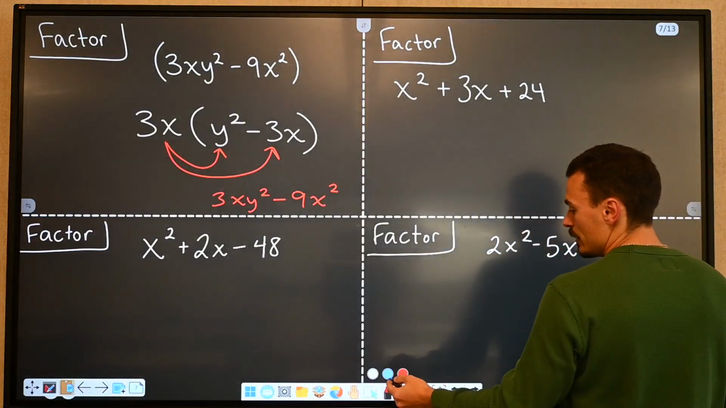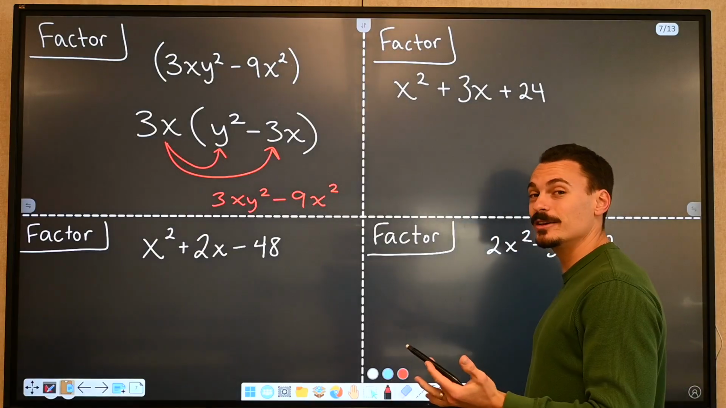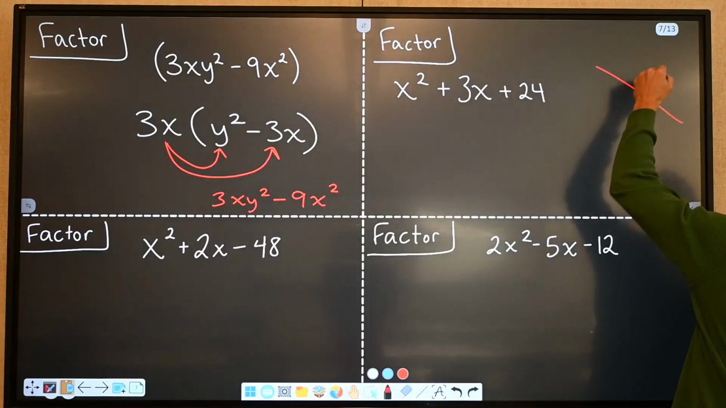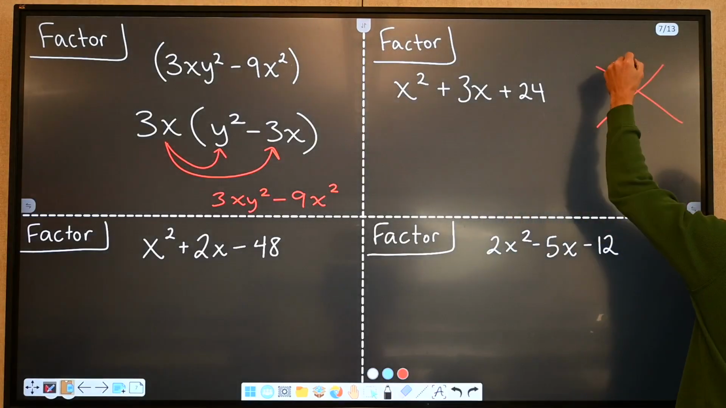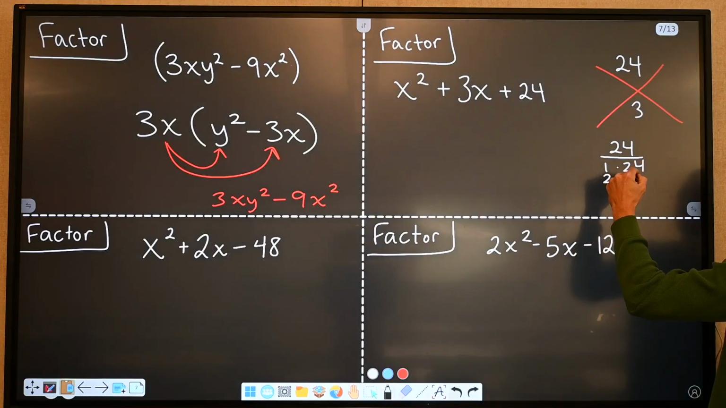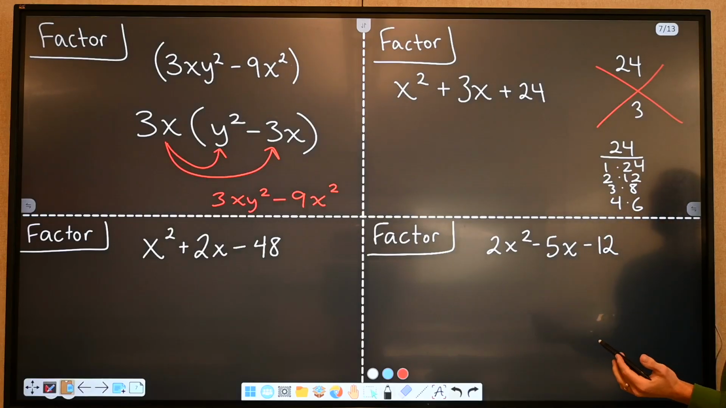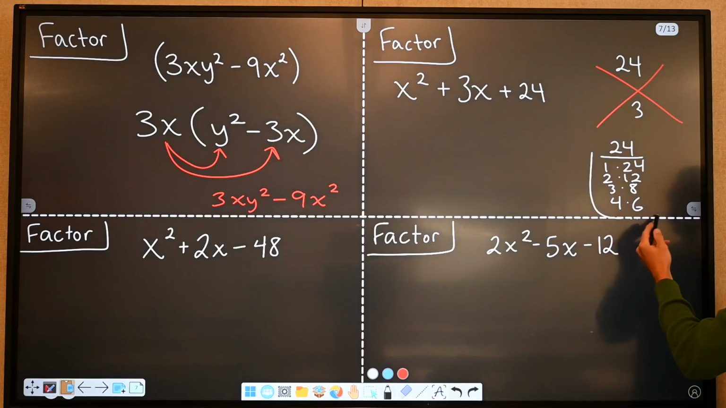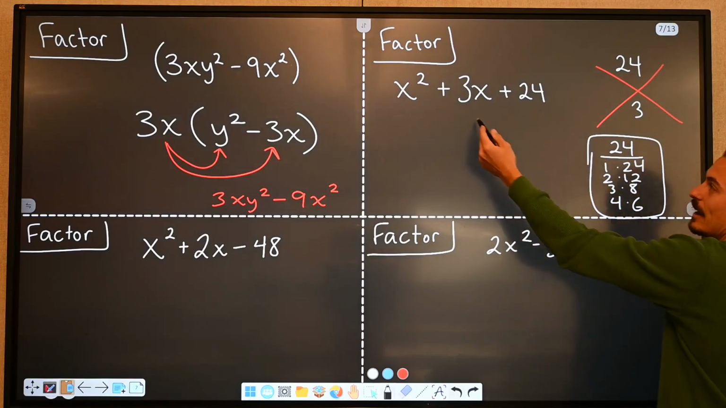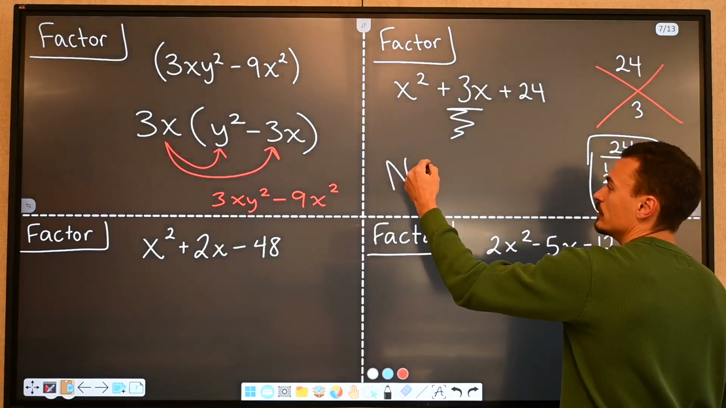All right. Here, this was a tricky one. If you struggled with this one, I was trying to trick you. Okay, so you have 24 and 3. Let's look at our 24s. 24 is 1 times 24, 2 times 12, 3 times 8, 4 times 6. You'll notice here that none of these can add up to 3. So this would be not factorable.